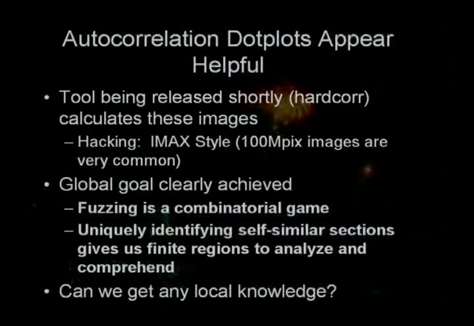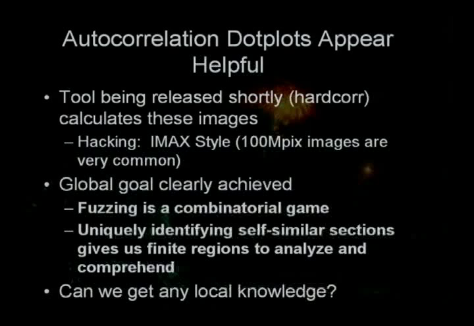So I'm releasing a tool shortly. It does autocorrelation, so I'm calling it hardcore, that calculates these images. It's pretty cool. It's really fast because I ported it to C. Nothing says 80 times speed improvement like porting to C. You end up hacking IMAX style because you end up with all these images that are like 10,000 by 10,000 pixels. It's kind of cool to know, man, I need a better view of this. I'm going down to the IMAX theater.